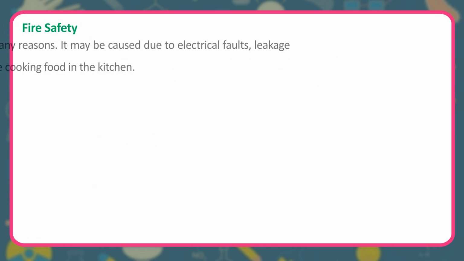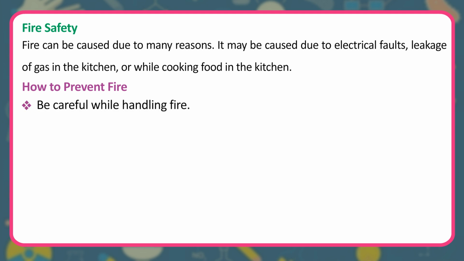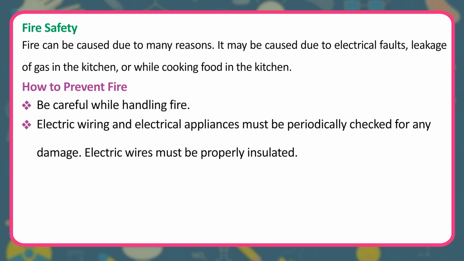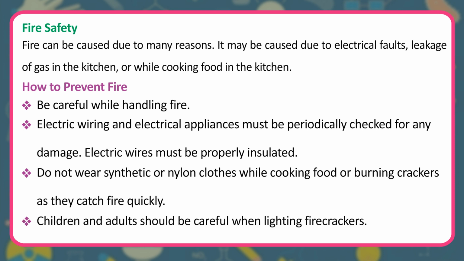Fire safety. Fire can be caused due to many reasons. It may be caused due to electrical faults, leakage of gas in the kitchen, or while cooking food in the kitchen. How to prevent fire? Be careful while handling fire. Electric wiring and electrical appliances must be periodically checked for any damage. Electric wires must be properly insulated. Do not wear synthetic or nylon clothes while cooking food or burning crackers as they catch fire quickly. Children and adults should be careful when lighting firecrackers.